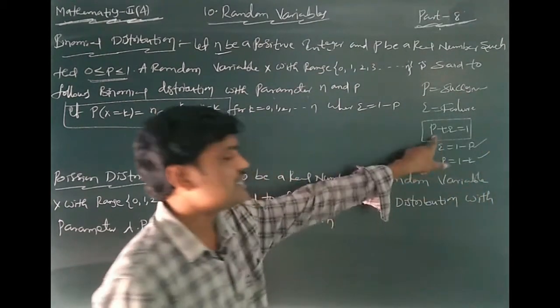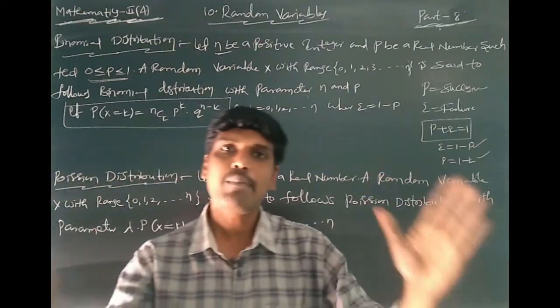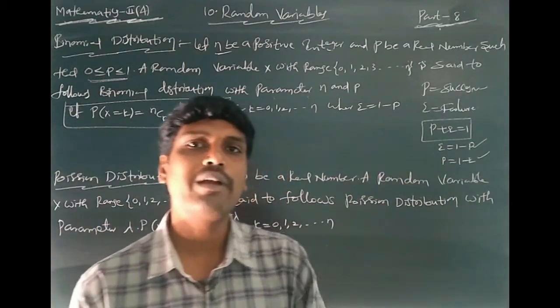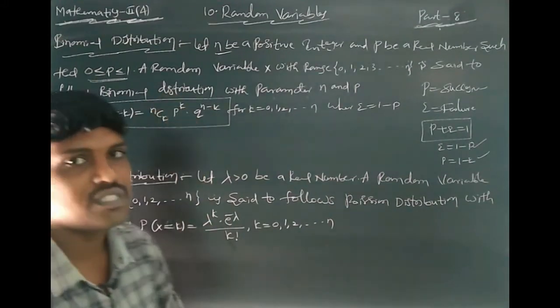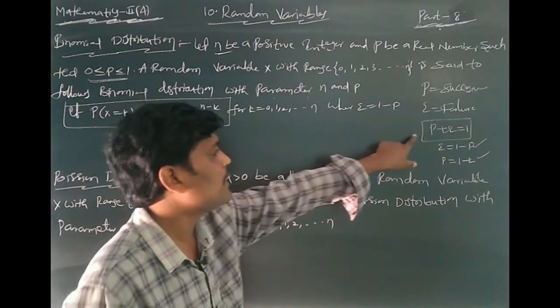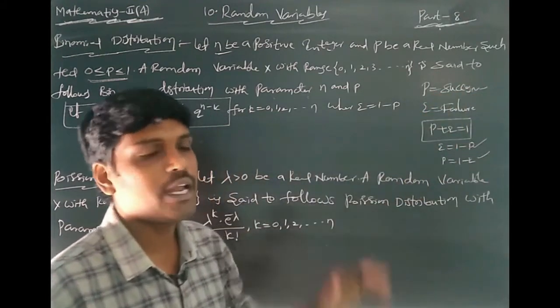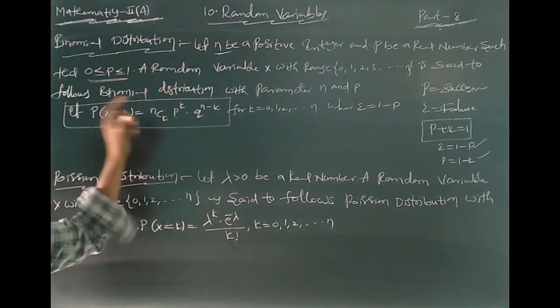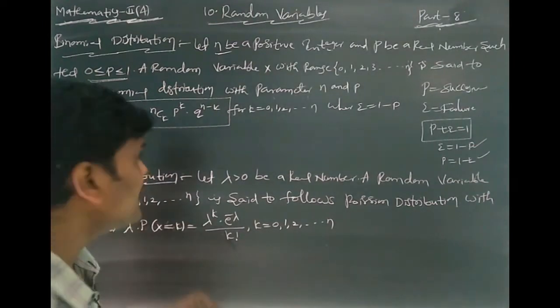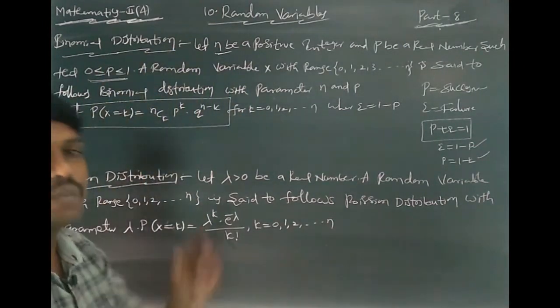This condition is very important. The sum of the success and failure probability is equal to 1. Here p is the success probability, q is the failure probability. Then p plus q is equal to 1. q is equal to 1 minus p, or p is equal to 1 minus q. This is the formula of the binomial distribution. Here k ranges from 0 to n.